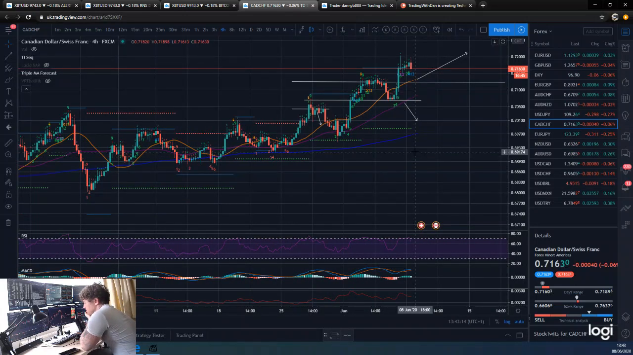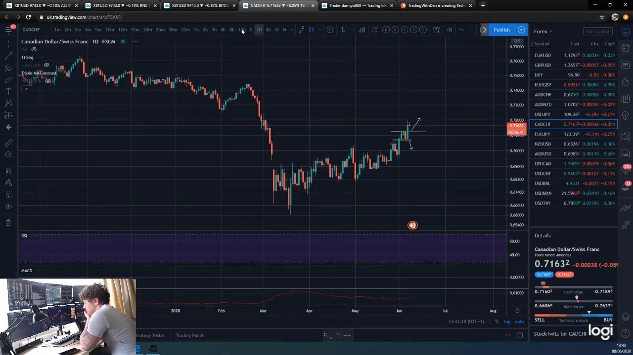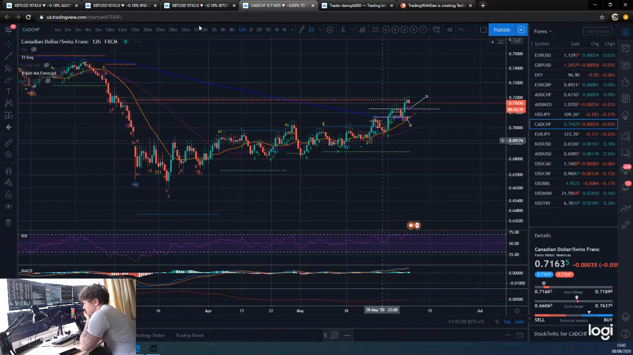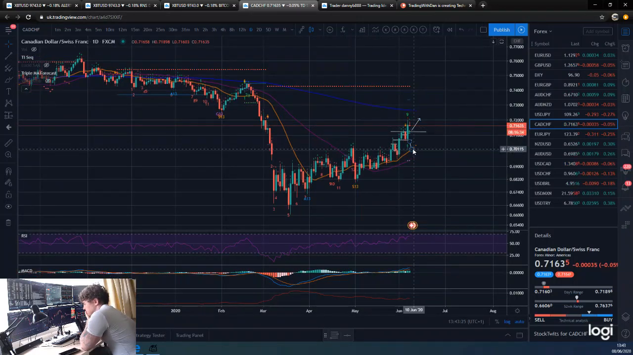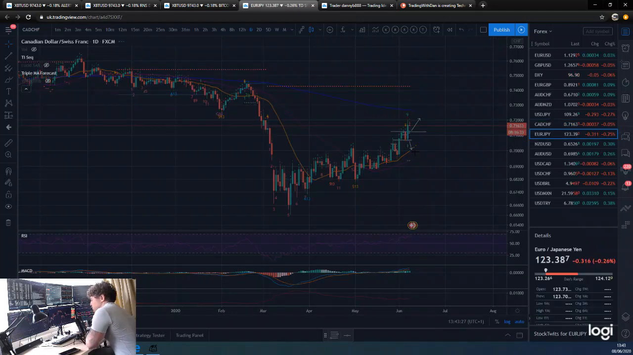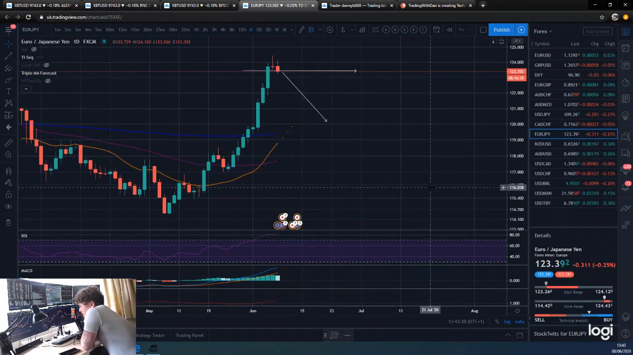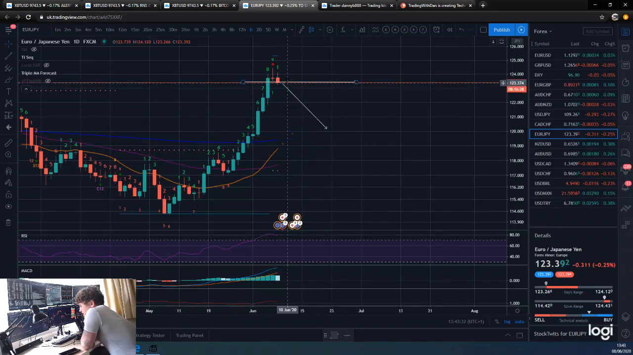Potentially this is an important level. If we do take this out, then if we do take that out, I do believe we're going to get some nice downside here, even if it's only as far as that. But right, so Euro Japanese yen. I'm guessing this was the daily 9. Yeah, daily 9. So we're taking out.